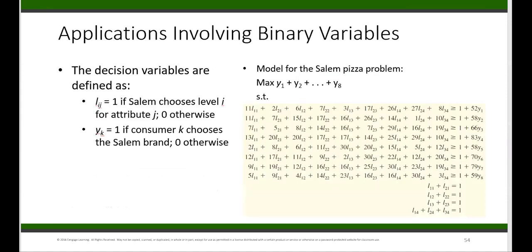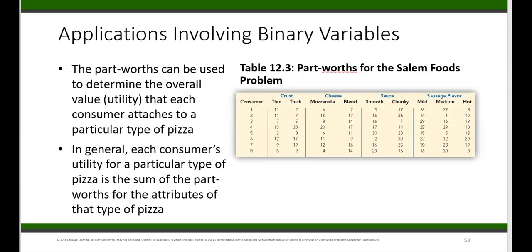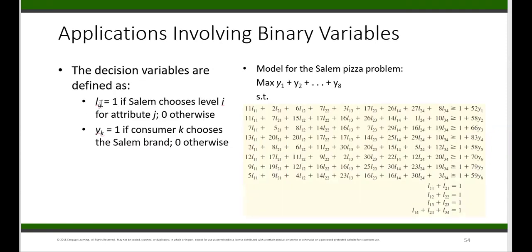I'm going to go to the next slide. If Salem chooses level I for attribute J, L_IJ, and like I said, we have 9 levels, so 9 decision variables here. It's going to be 1 if Salem chooses to have it, otherwise 0. And then another binary variable, which is going to be 1 if a consumer chooses Salem's product, it's not our product, and 0 if not, right?